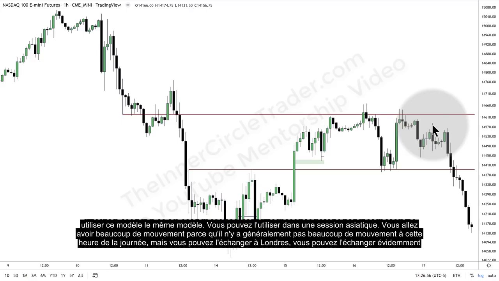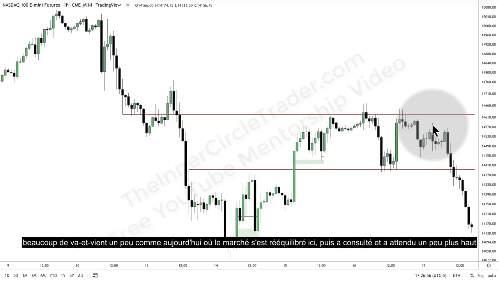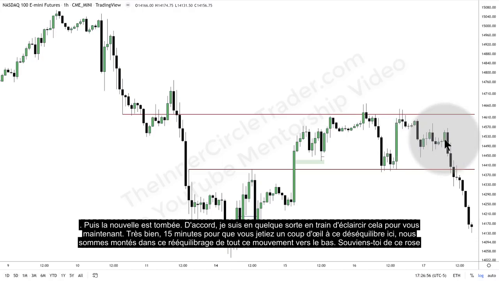The same model, you can use it in an Asian session. You ain't going to get a lot of movement because it's typically not a lot of movement in that time of day. But you can trade it in London close. You can trade it in, obviously, the New York Open, like I'm teaching you, and London Open. London Open, if you know what you're doing with the daily bias, you can catch enormous moves. Enormous moves. But sometimes you're going to have to weigh out a lot of give and take back and forth, kind of like today, where the market rebalanced here and then consolidated and waited for a little bit of a push higher. Then the news came out.